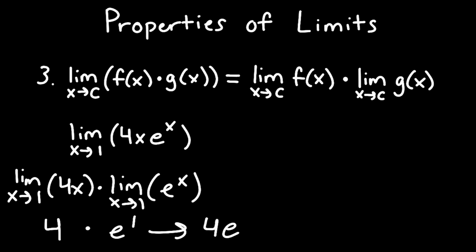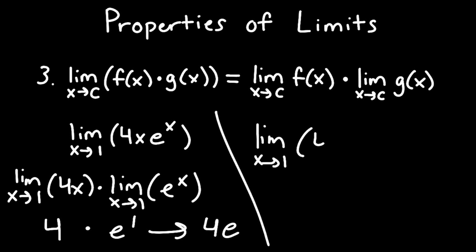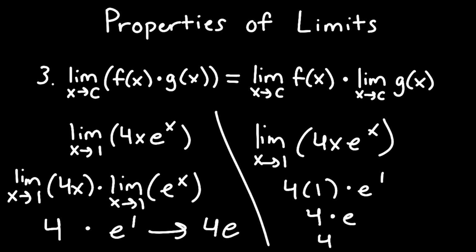Now, we can go ahead and prove that this is true by simply using the basic plug-in method. If we had just plugged in 1 here, we would get 4 times 1 times e to the 1 power. Again, this becomes 4 times e, or 4e.